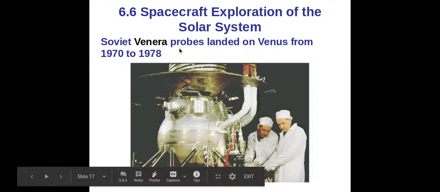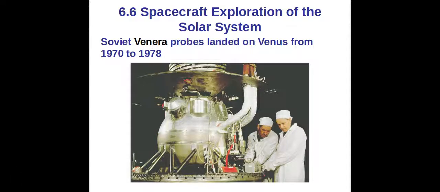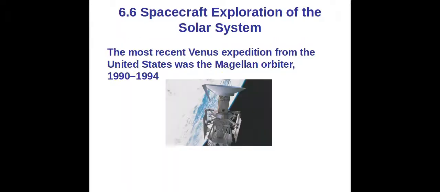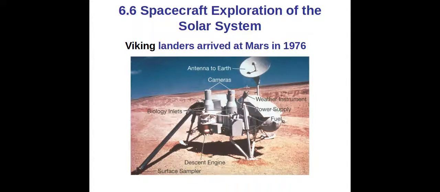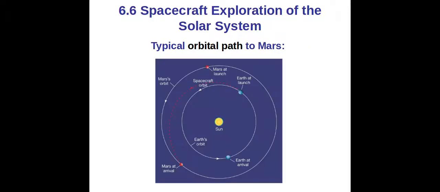The Soviet Venera probes landed on Venus from 70 to 78. They didn't last very long. I think the most successful one lasted like 10 or 15 minutes, and they got a few pictures. So we have mostly done orbiters. We're taking images down of Venus. Mars is probably the place that we've done the most exploration as far as planets. Lots of rovers and landers and all sorts of things.